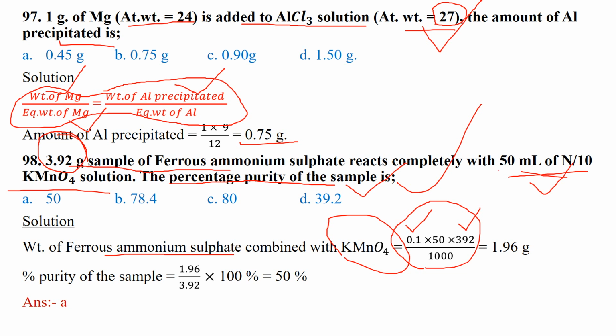Then 50 is the volume of the KMnO4 solution. This concept also follows from the fact that the number of gram equivalents of KMnO4 is equal to the number of gram equivalents of ferrous ammonium sulfate. The answer will be 1.96 gram. So percentage purity is 1.96 divided by the total amount 3.92, into 100%. The answer will be 50%. Simple questions. Just use the fact that the number of gram equivalents of KMnO4 equals the number of gram equivalents of ferrous ammonium sulfate.